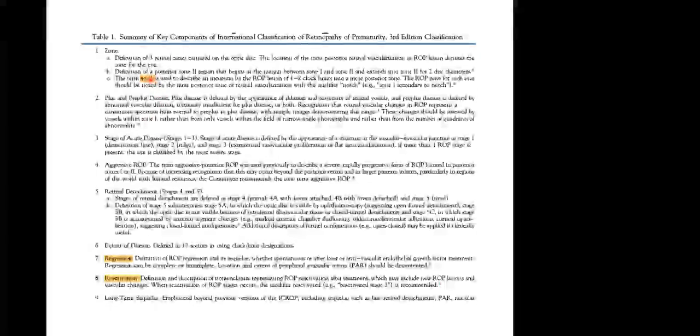Notch is a term describing incursion of an ROP lesion of 1 to 2 clock hours into a more posterior zone. It is a new term used by ophthalmologists. A notch is usually seen in the posterior zone of the retina, not in the anterior zone, and it is a very small notch, 1 to 2 clock hours. So these are the 3 terms included in the ICROP 3 2021 classification.